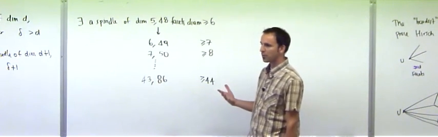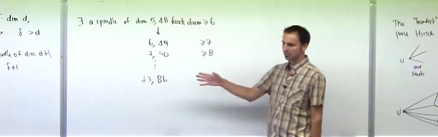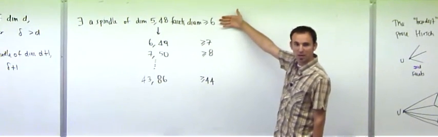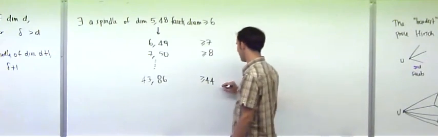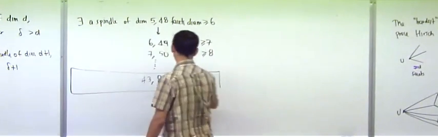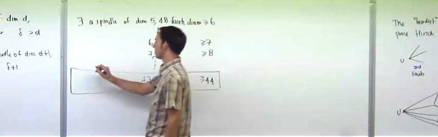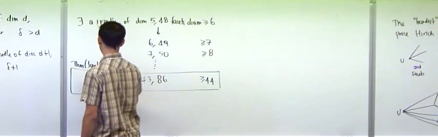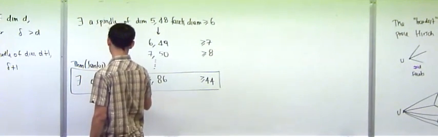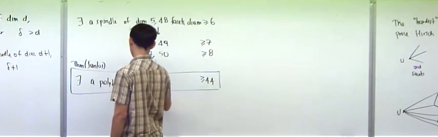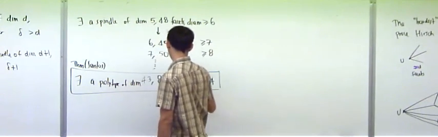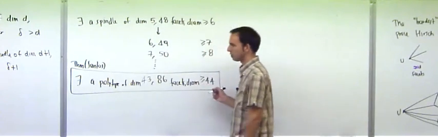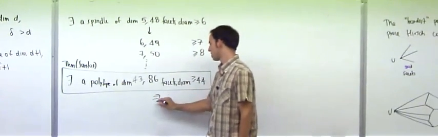And so that was another very nice insight, that to construct these higher dimensional examples, he could just lower the dimension and try to do something in a dimension that's more manageable. So this is the punchline: theorem, Santos. There exists a polytope of dimension 43, 86 facets, and diameter greater than or equal to 44, and therefore Hirsch is not true.